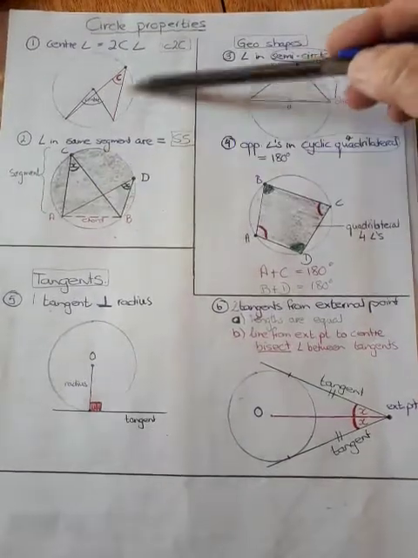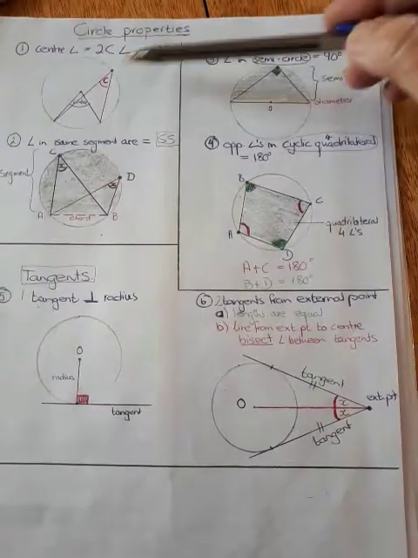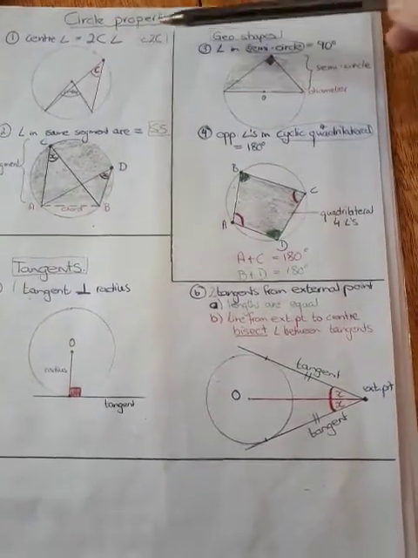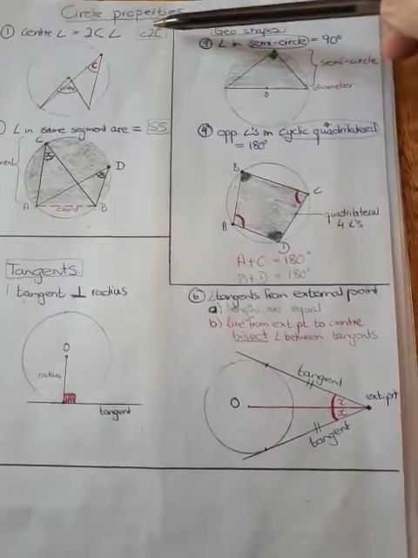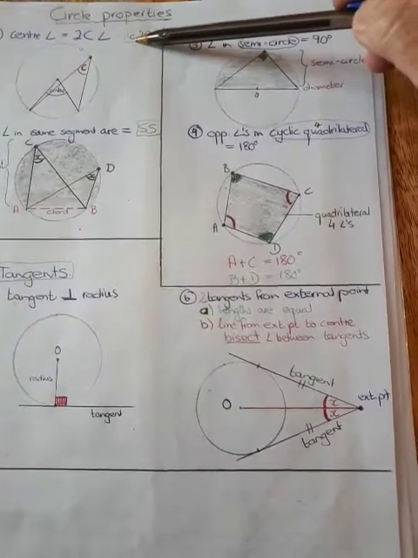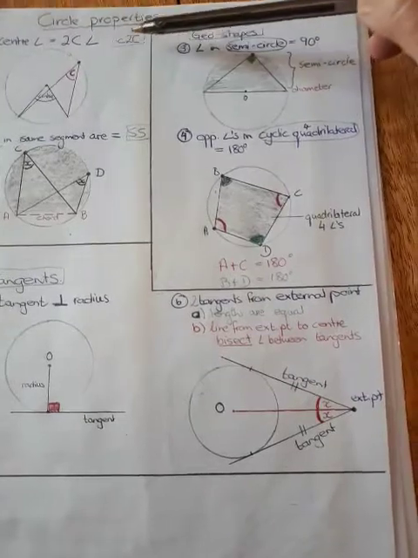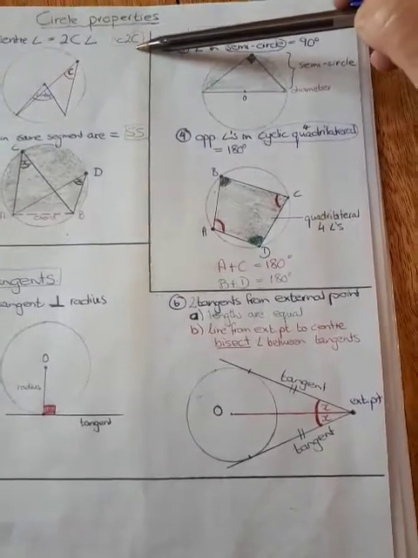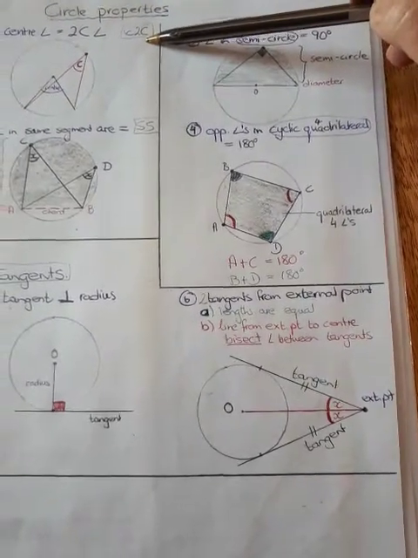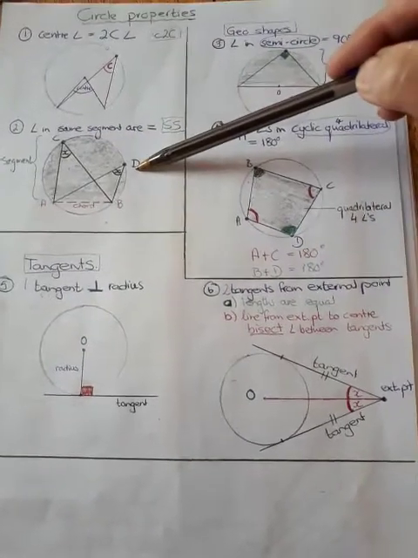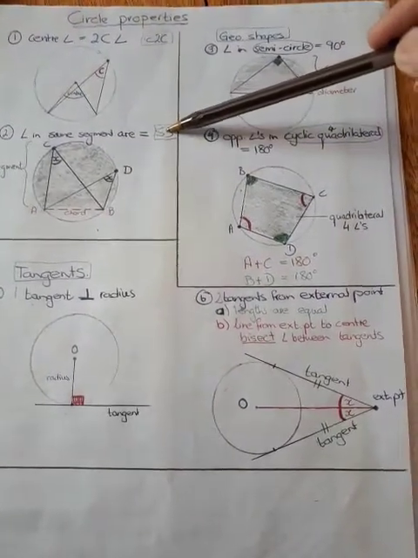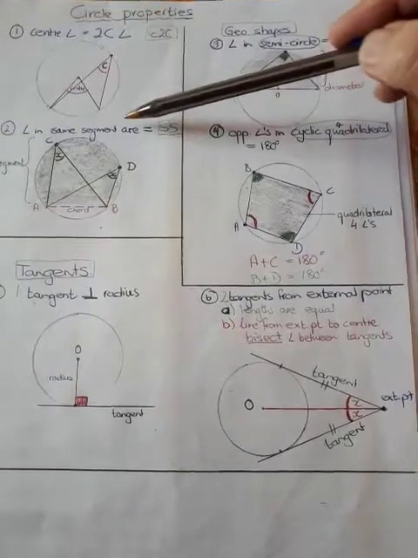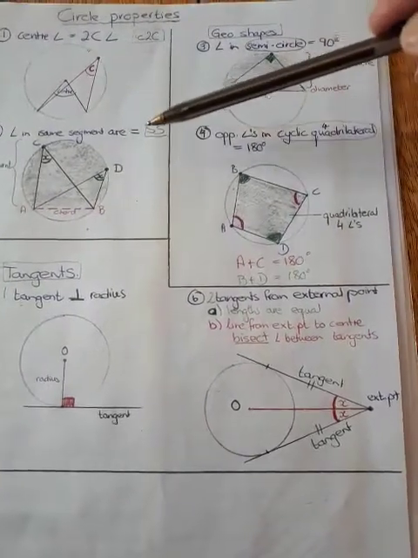This is group 1, where our reminder or donkey bridge was C to C, okay? C standing for center, that's why it's a small letter, equals twice a circumference angle. Then the second one, which is the donkey bridge SS, is angles in the same segment which are equal.